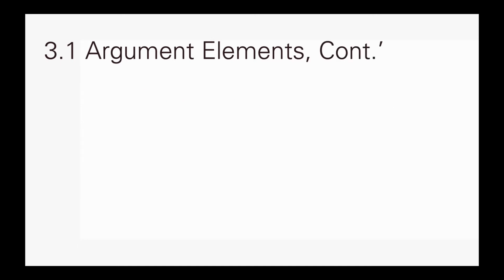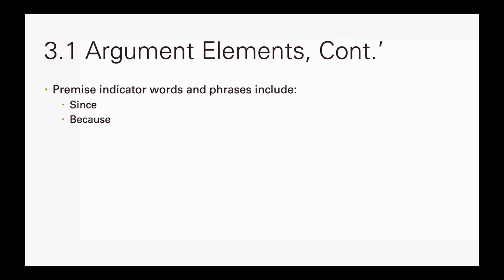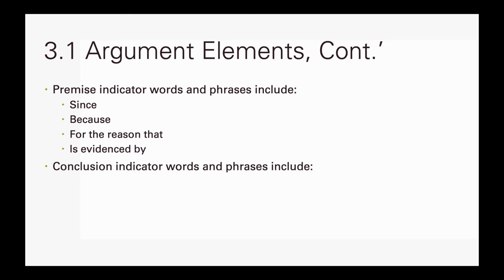One way we can identify the argument elements is through indicator words and phrases. For example, premise indicator words and phrases include since, because, for the reason that, and is evidenced by. Conclusion indicator words and phrases include therefore, it follows that, so, and consequently.